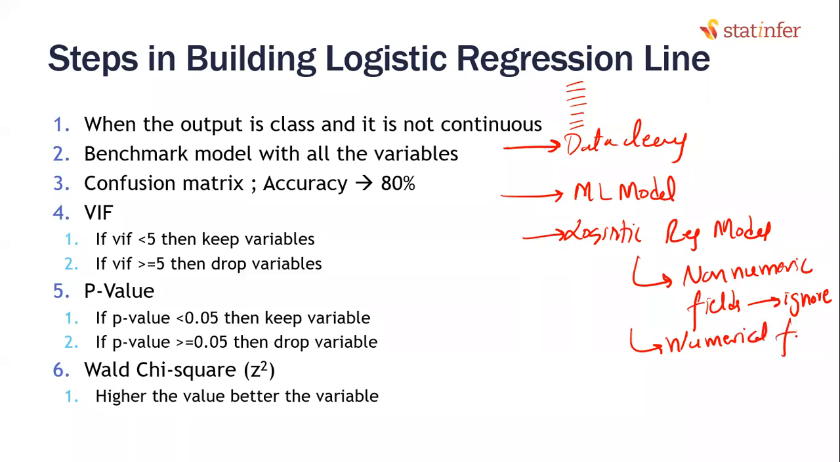Within numerical fields also, you cannot use something like customer ID and all that. You are aware of it, isn't it? You can only use the customer traits or the customer attributes. We cannot use unnecessary fields. And follow these steps. First, build the logistic regression model. Look at the accuracy. Check the VIF values.